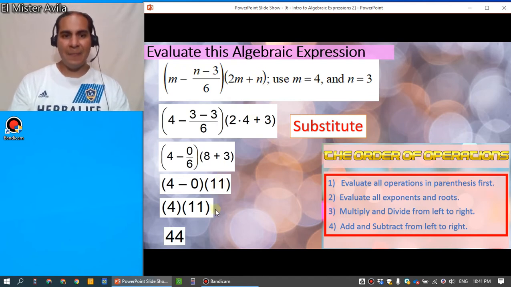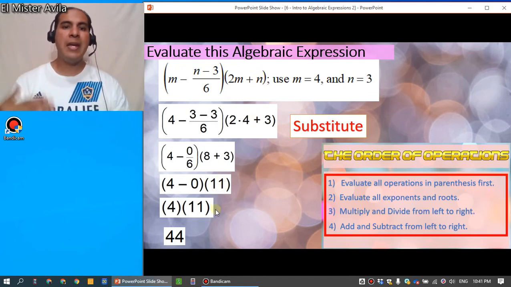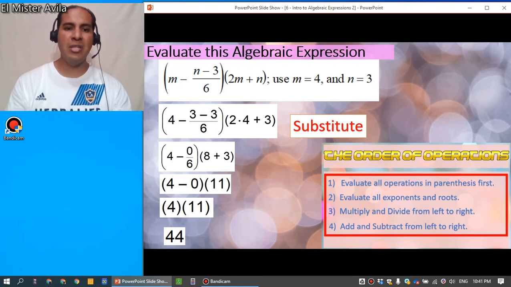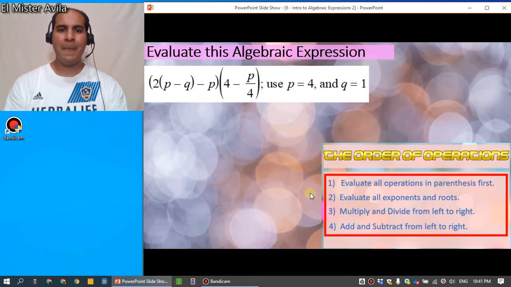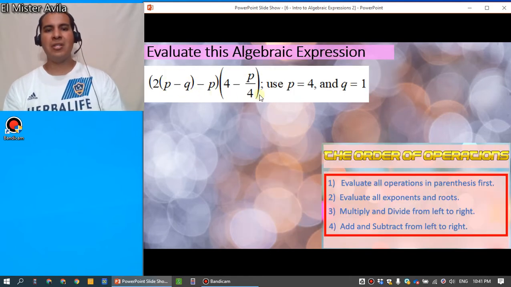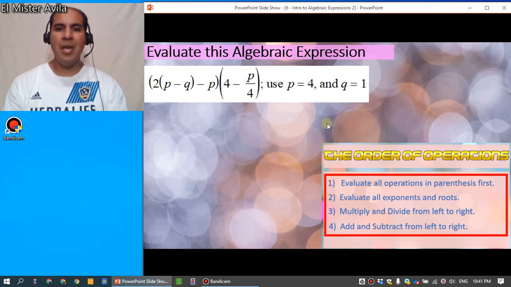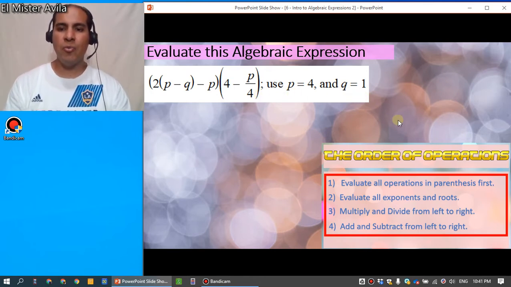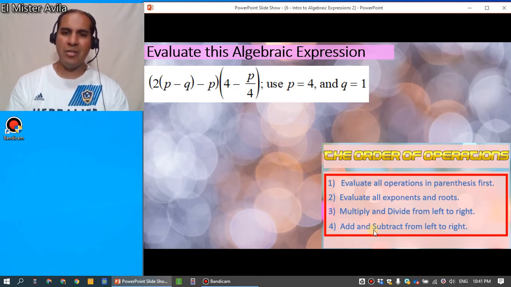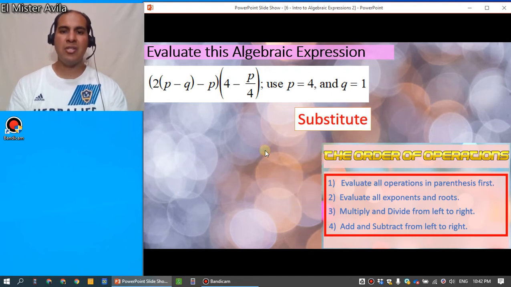All of this is from previous lessons, which I hope is helping you better your skills at using the order of operations. Your turn. Enough of me doing work. I want to see you do one. Here's an algebraic expression, a little bit complicated there. And I give you the values of the variables. P is equal to 4 and Q is equal to 1.